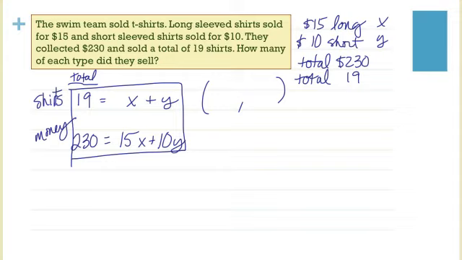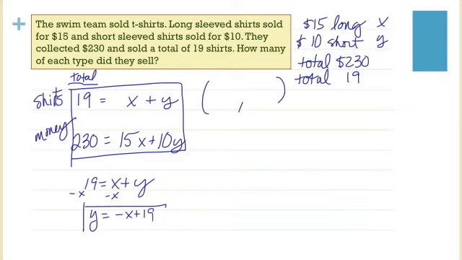I'm going to solve that first equation for Y. So I'm just going to subtract X from both sides. So I've got Y equals -X plus 19. Well, let's not put a box around that. Okay, so this is the stuff that's going to go in place of Y.